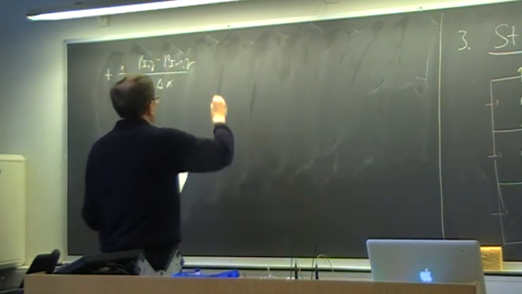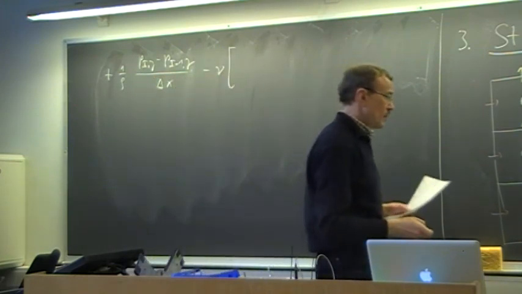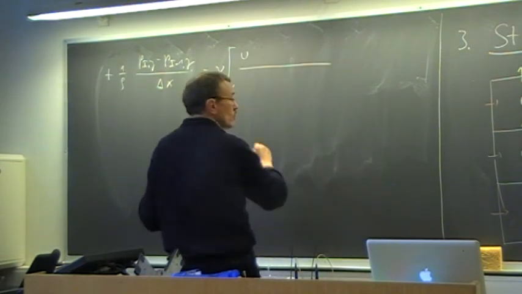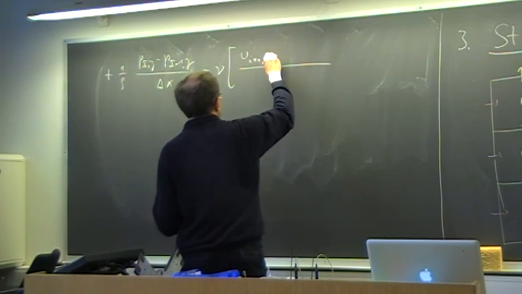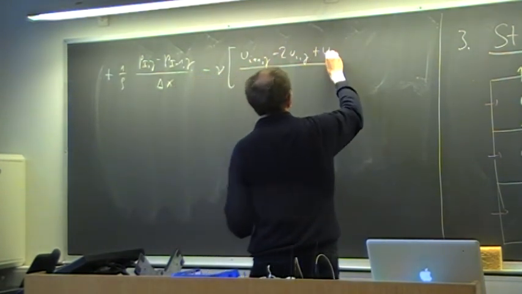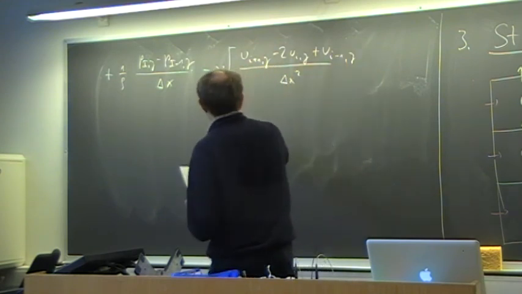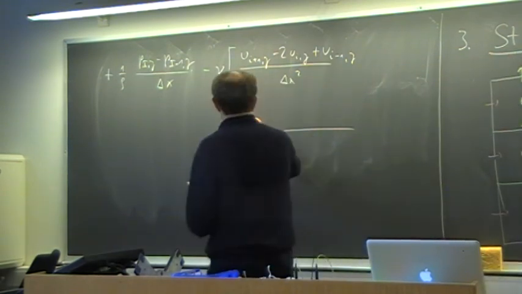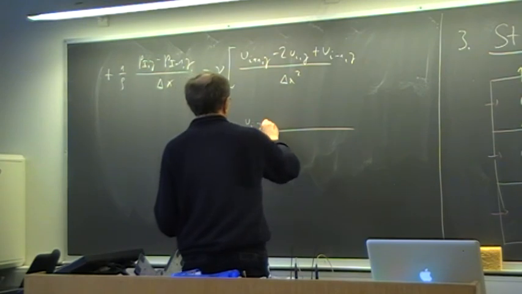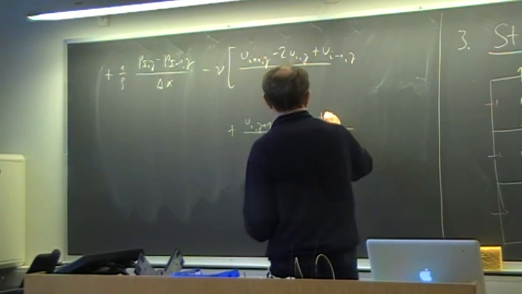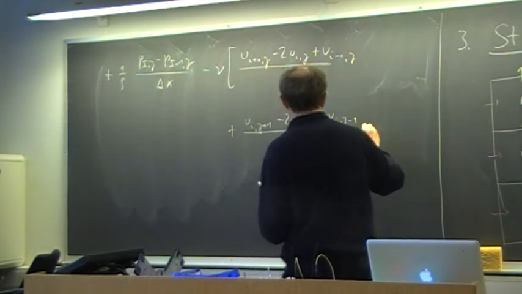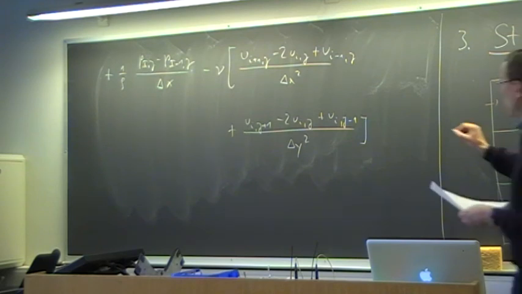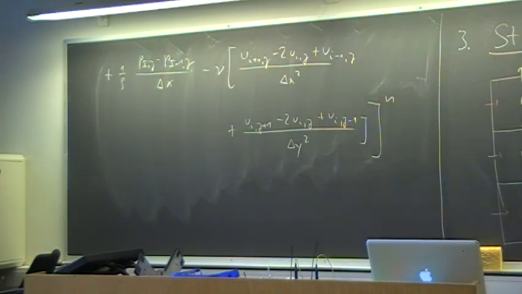Divided by delta x. And then we have minus nu, and the second is the derivative of u with respect to x. Then we just take these guys there in the usual way. That is the u_{i+1,j} minus 2u_{i,j} plus u_{i-1,j} divided by delta x squared. And similarly, for the y direction, when we take these guys here, this is then the u_{i,j+1} minus 2u_{i,j} plus the u_{i,j-1} over delta y squared. And here we have a big square bracket that is finishing here, and all what we have considered here is at the old time level.